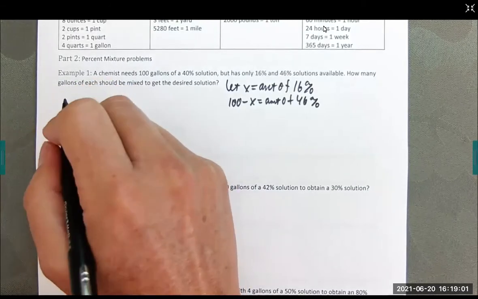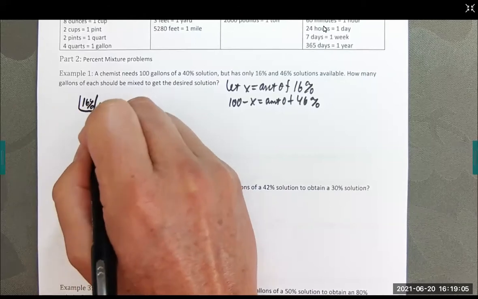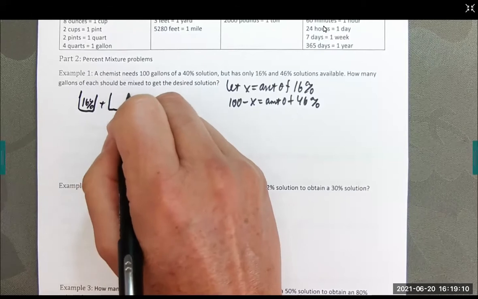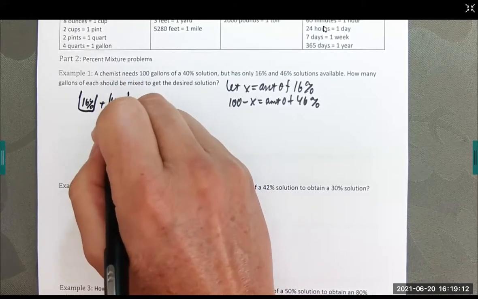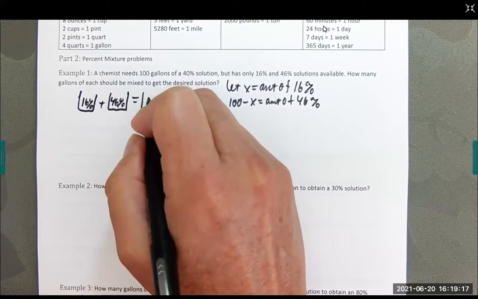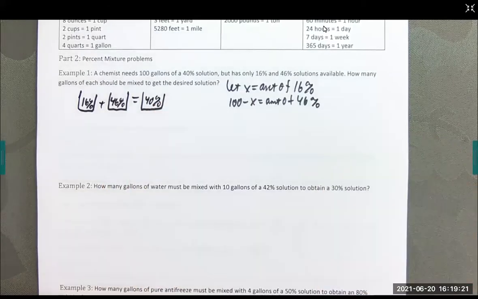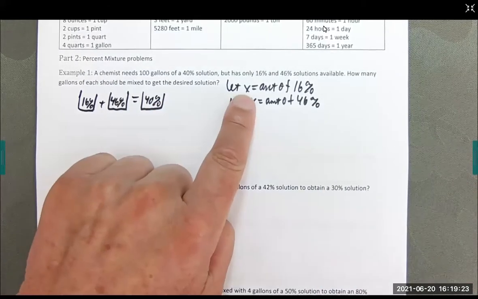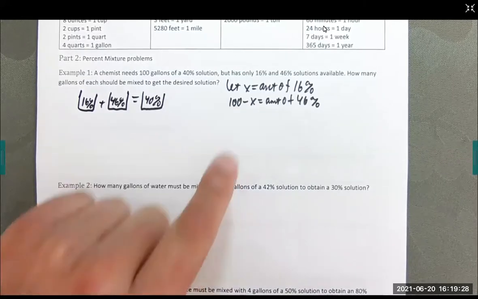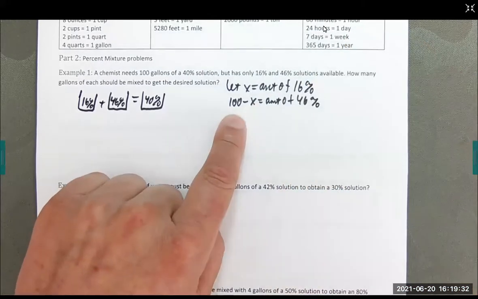And I'm going to go ahead and draw a beaker of 16% plus a beaker of 46%. And when I add those together, we should end up with a 40%. And here is the amount of X, and we already know that the total should be 100. Notice when you add these two together, the X's cancel, and we end up with 100 gallons, like we should.